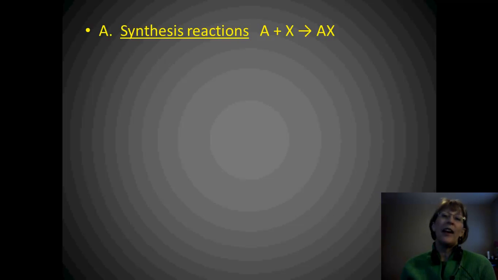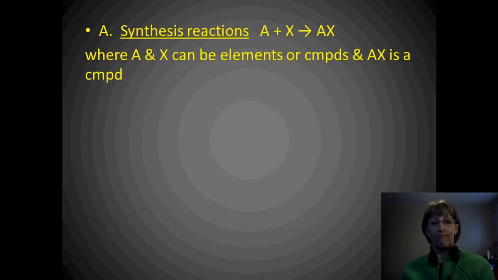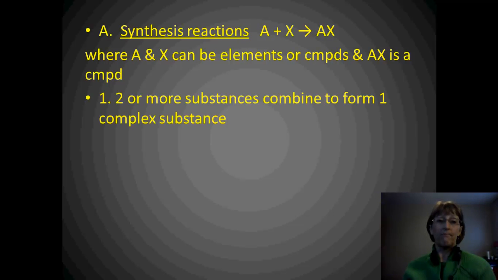Okay, so capital letter A, the first type of reaction is a synthesis reaction, where you have two simple substances and they combine into one more complex substance. In this case we're using A and X, right? A might be an element or a compound, X might be an element or compound, and they just basically combine into one big chunk. So you have one big compound over on the other side. Synthesis. So you're synthesizing or creating something. So two or more substances combine to form one complex substance.